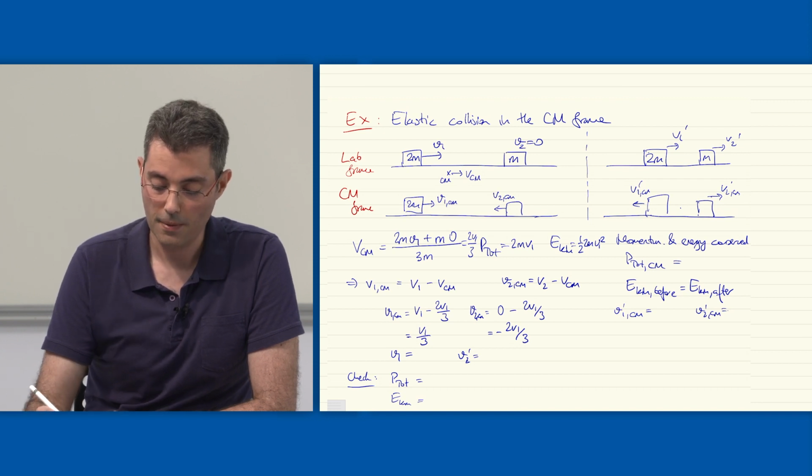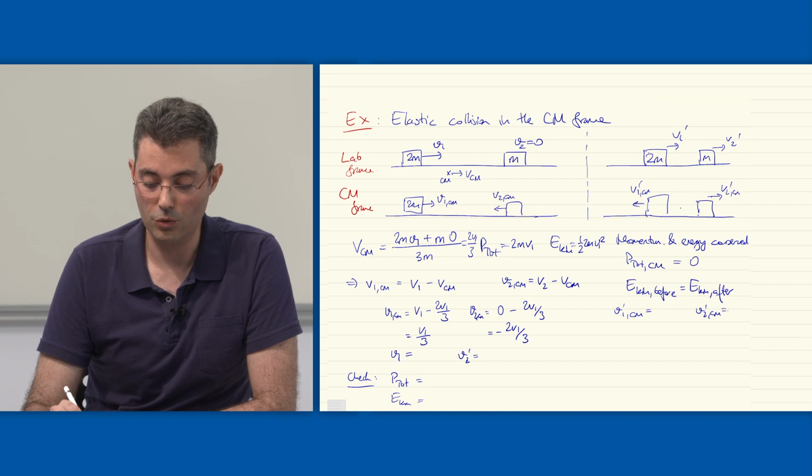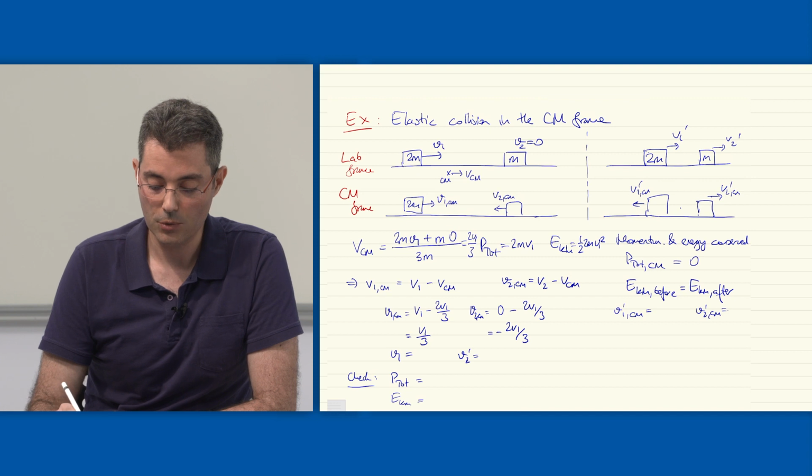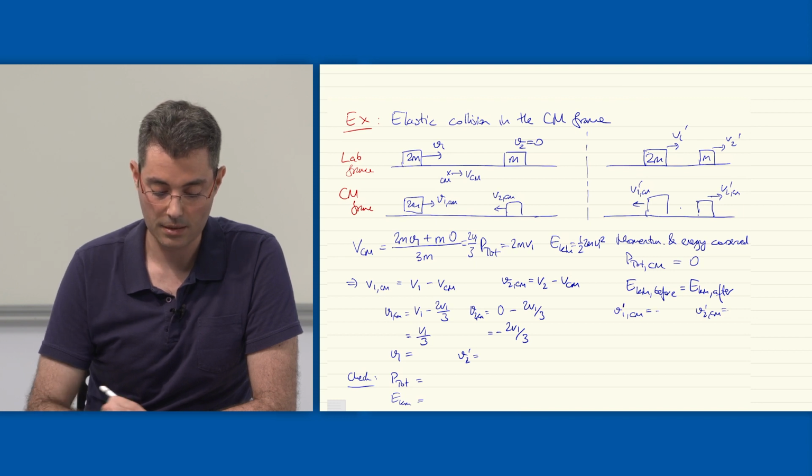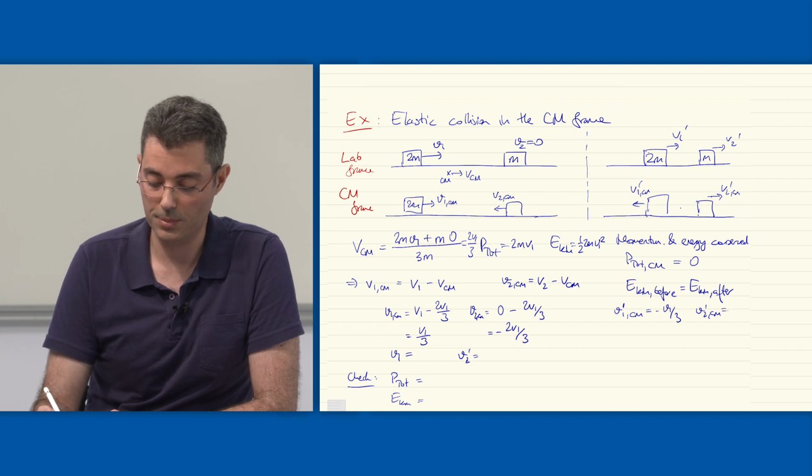Therefore, I want the total momentum in the center of mass frame to be 0 before and after the collision. So I'm going to take this solution that we argued, by just changing the direction of the velocities in the center of mass frame. I'm going to take v1 center of mass prime as minus v1 over 3 and v2 center of mass prime as plus 2v1 over 3.